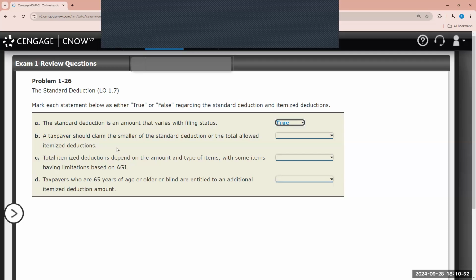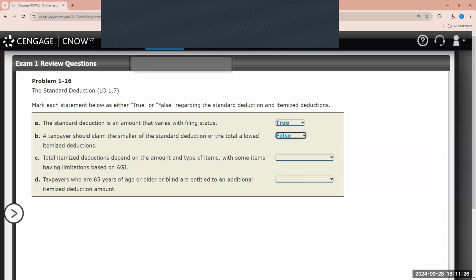B, a taxpayer should claim the smaller of the standard deduction or the total allowed itemized deductions. This is false. The taxpayer should claim the larger of the standard deduction or the total allowed itemized deductions. Because again, the key thing is that the itemized deductions or the standard deduction helps to reduce the taxpayer's income that's subject to tax. So as a taxpayer, you want to pay the least amount of taxes possible. Hence, you claim the greater of the two.